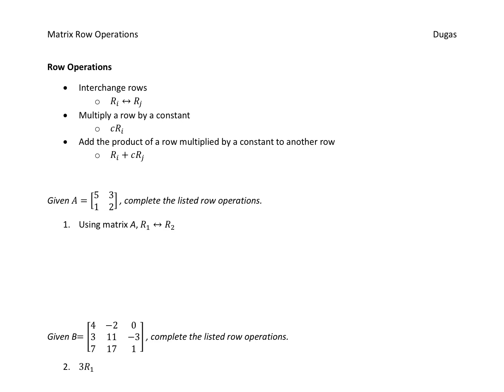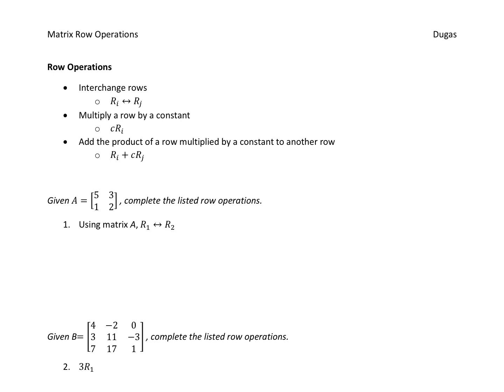So our row operations include the following. So we can interchange rows. So we can switch out row 1 with row 2, for example, or row 2 with row 7, or whatever the case is. We can switch rows whenever we want, and that's fine.